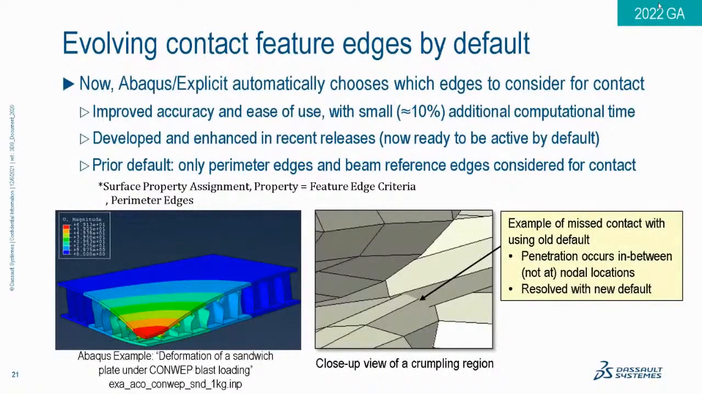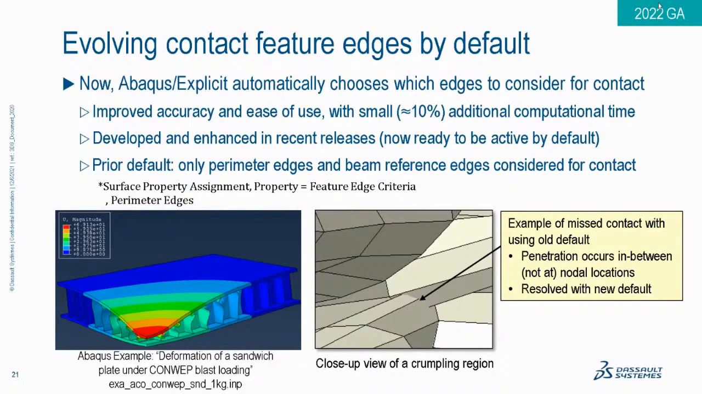Okay, so that's what I had picked out for today in terms of general mechanics and material enhancements. Now I'll spend some time talking about various contact modeling enhancements. First is the evolving feature edge capability that we developed in Abaqus Explicit over the last few releases. I've talked about that for a while. Just a quick overview for those that may not be familiar with it.